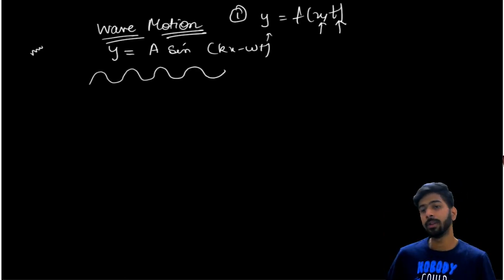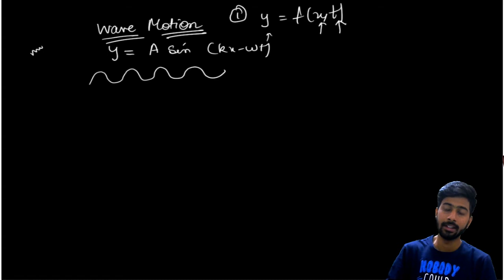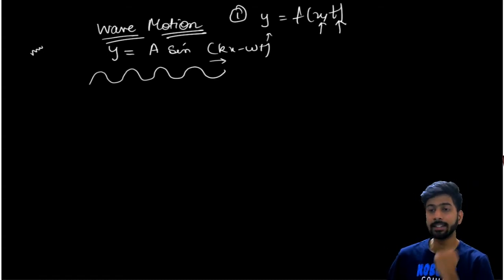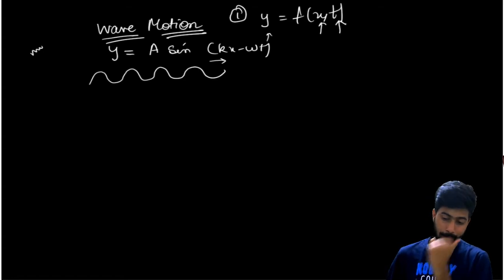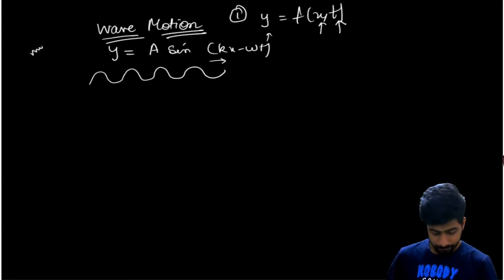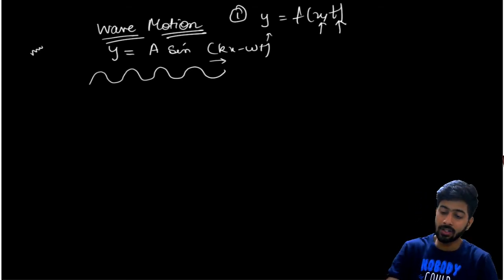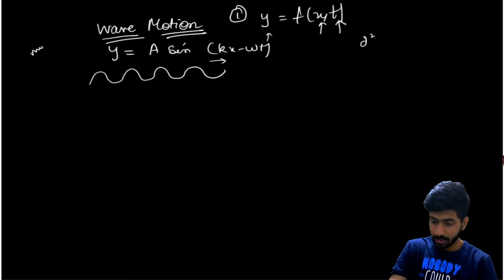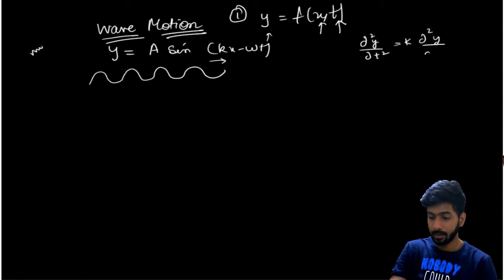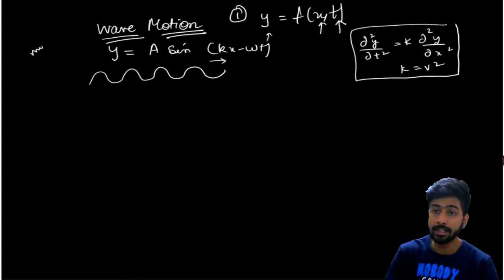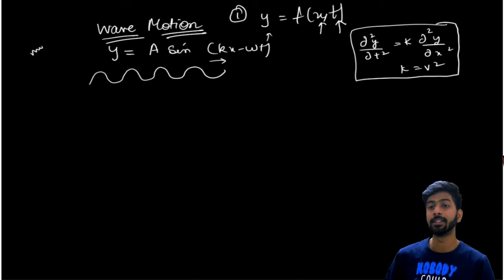This is what your sinusoidal wave looks like. And I say that this wave is moving when I look at this equation. How can I say this, right? So before this, what you have to understand is, any equation which represents wave motion has to satisfy this condition. ∂²y/∂t² = k ∂²y/∂x², where k is your velocity square. These equations definitely look crazy to you right now, but it's very, very simple.